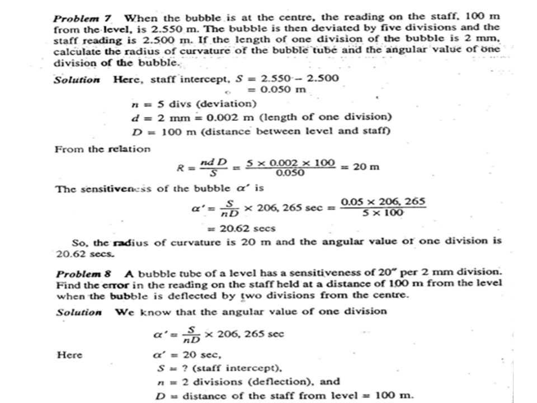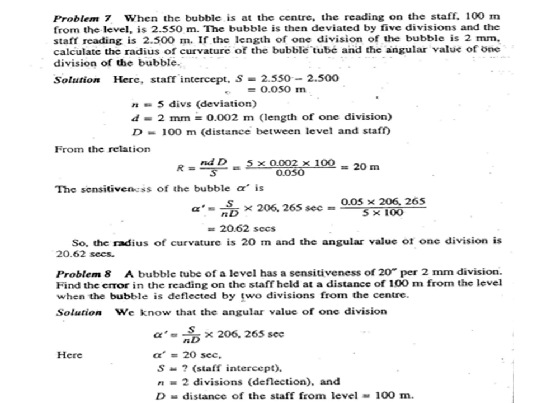So here we can solve one of the problems based on sensitiveness. When the bubble is at center, the reading on the staff 100 meters from the level is 2.550. The bubble is then deviated by 5 divisions and the staff reading is 2.50. If the length of one division of the bubble is 2 mm, calculate the radius of curvature of the bubble tube and the angular value of one division of the bubble.